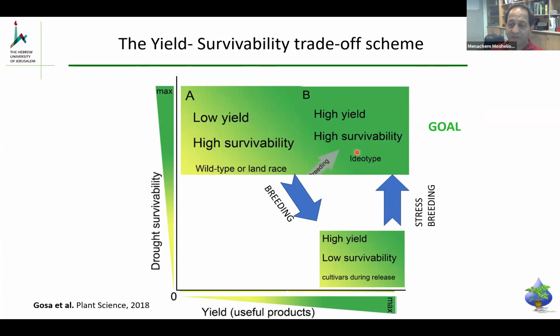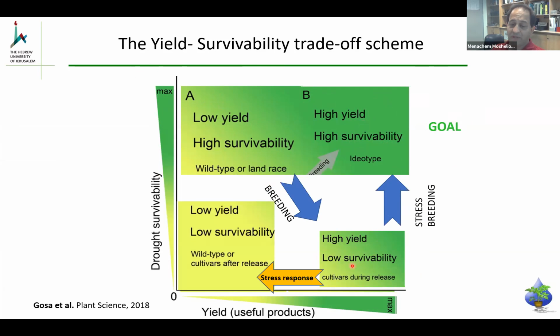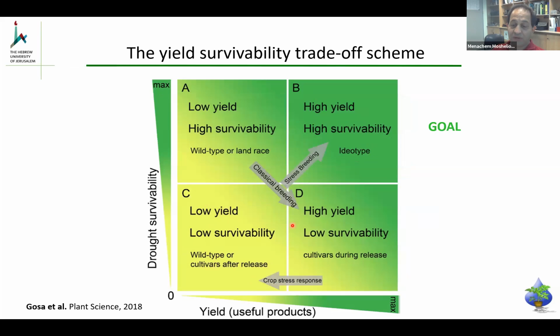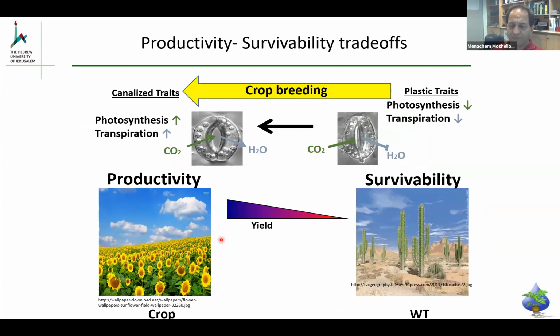We call these plants ideotypes. Unfortunately, we don't have too many of those. But also, unfortunately, most of the crops we have today still respond to stress by both reducing yield and being sensitive to the drought. So today, this is one of the major agricultural problems. Modern crops are sensitive to drought, and that means that under drought, they will suffer a lot.